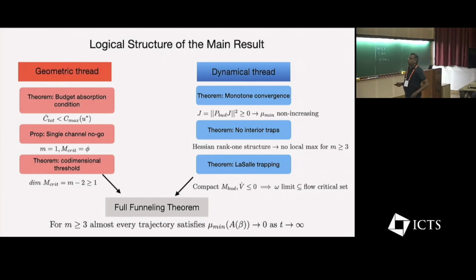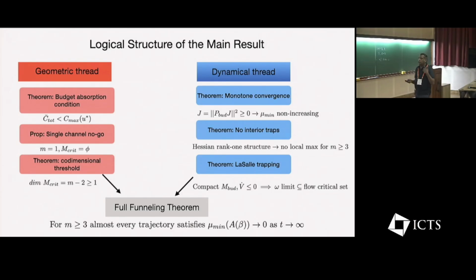And then I will show that the manifold of this budget is basically compact. You can define a kind of Lyapunov function related to this minus J, and then you'll find that in the t equal to infinity limit, using LaSalle's invariance principle, your system will always go to criticality. So this is the full funneling theorem.